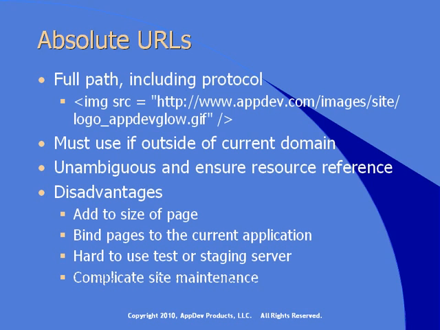And they also complicate site maintenance, because every time you move a resource, you have to make sure that you update the URLs of every tag that references the resource, even if the resource hasn't moved. So absolute URLs, just like relative URLs, have a place, but consider very carefully before you use them.